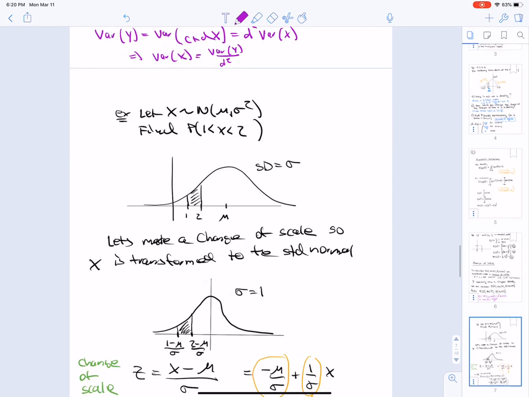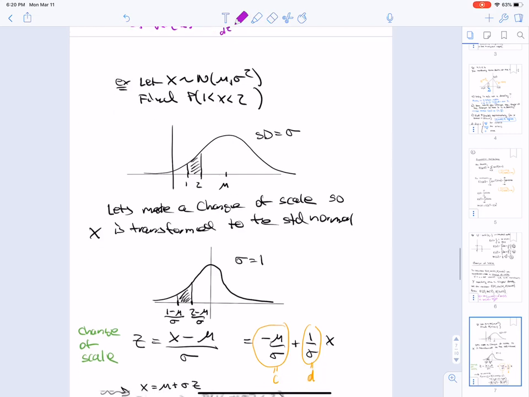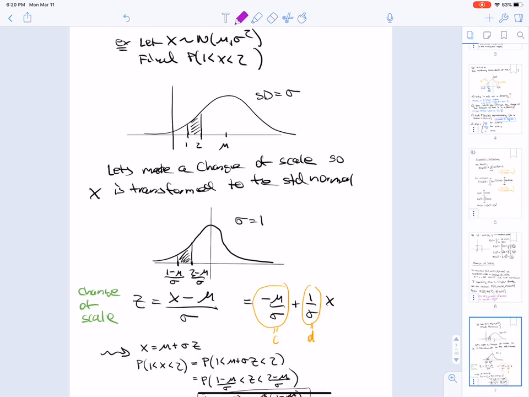So for example, let's say that x is normal mu sigma squared, and you want to find the probability that x is between 1 and 2. So I want to find this area shown here. So let's make a change of scale so that mu gets shifted to 0, and sigma will become 1. In other words, we're going to make our normal curve into the standard normal curve.